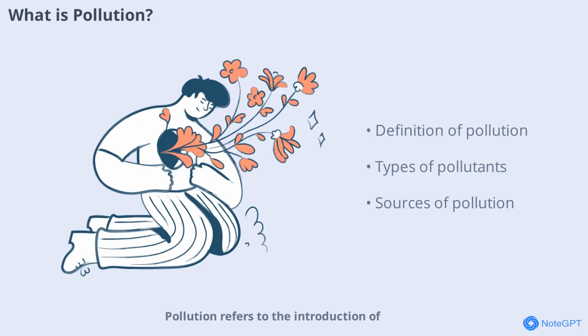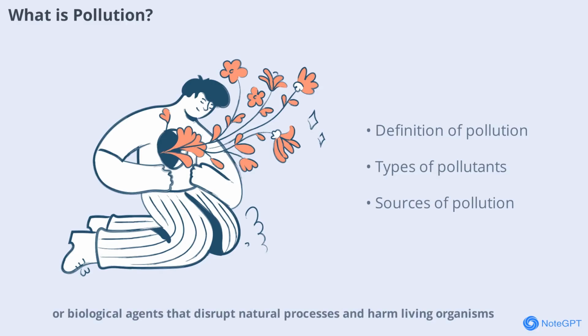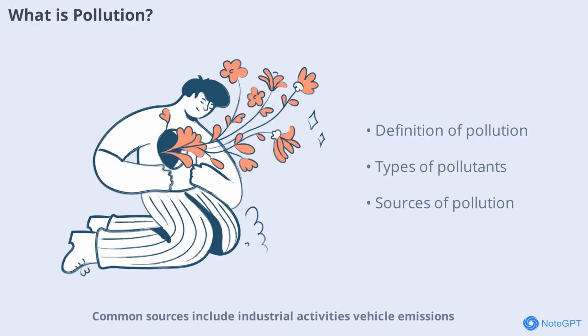Pollution refers to the introduction of harmful substances or products into the environment. These pollutants can be chemical, physical, or biological agents that disrupt natural processes and harm living organisms. Pollution can affect air, water, and soil, leading to a range of environmental and health problems. Common sources include industrial activities, vehicle emissions, agricultural chemicals, and waste disposal. Understanding the types and sources of pollution is the first step in finding solutions to reduce their impact.